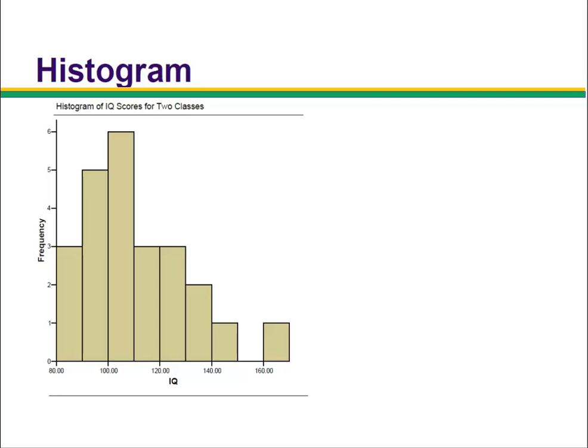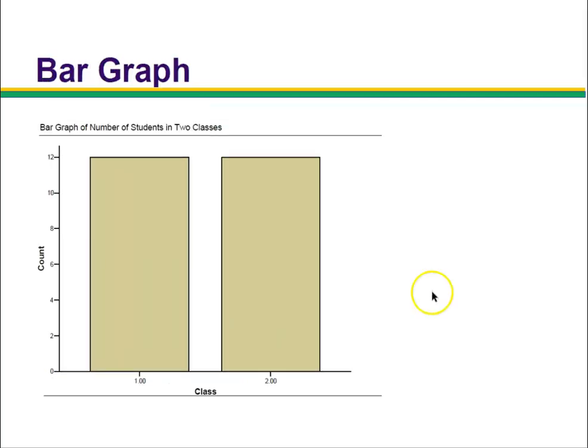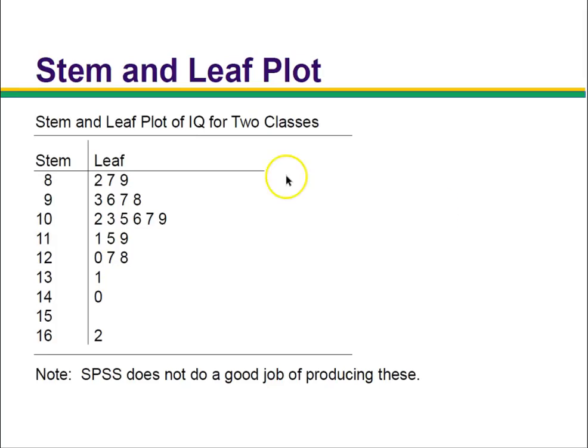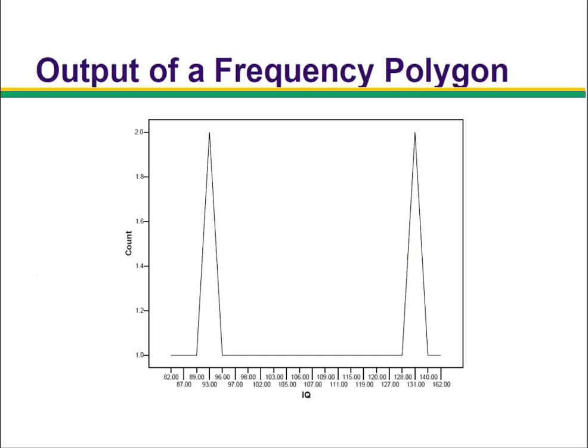So this is a histogram for the two classes. This is a bar graph showing the number of students in each class, class 1 and class 2. You can see that they each have 12 students. This is a stem and leaf plot for the two classes. And you can also create what's called a frequency polygon, which is similar to the histogram, except instead of using bars, it uses a line plot by connecting the points.